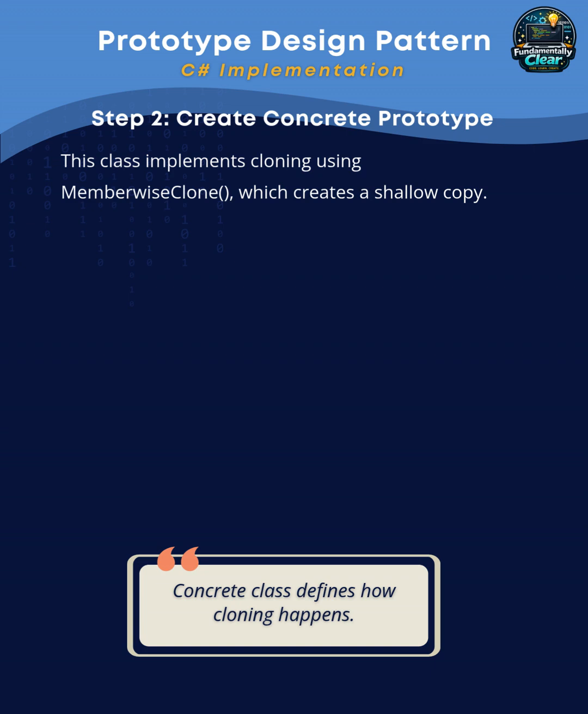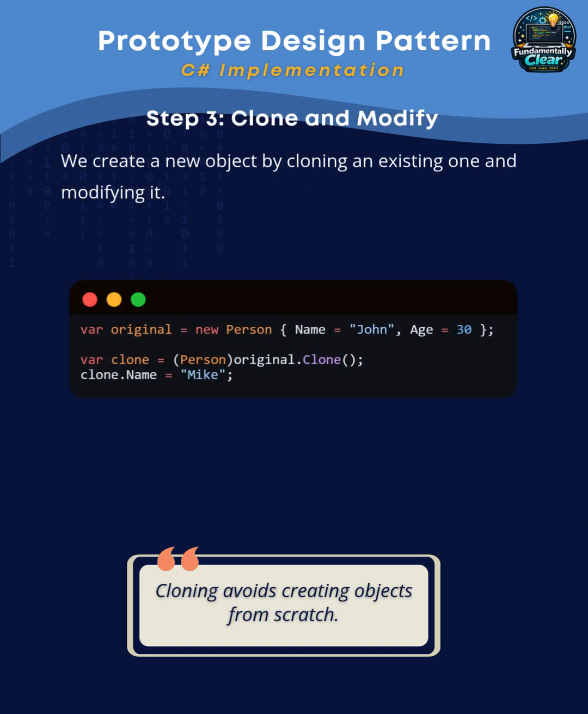And now, Step 3, the payoff. We create our original person, John, age 30. Then we clone it. The clone starts as an exact copy. Then we just change the name to Mike. No expensive reinitialization, no rebuilding from scratch. Just a fast, clean copy, modified exactly where needed. Cloning avoids creating objects from scratch. That's the power right there.